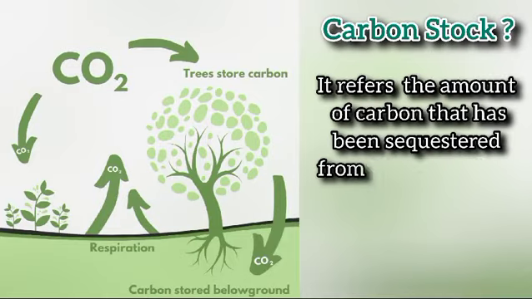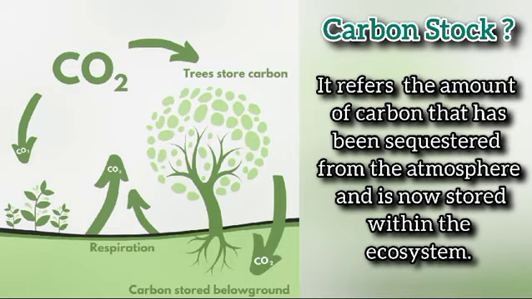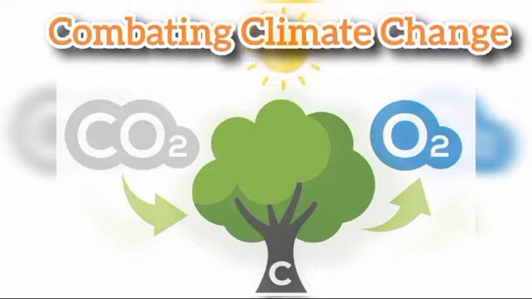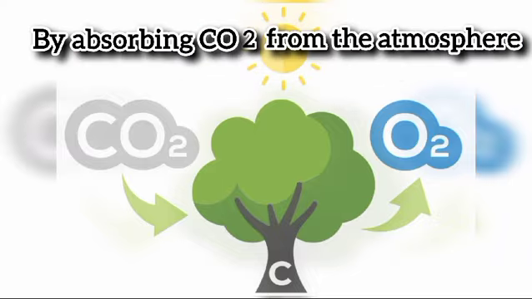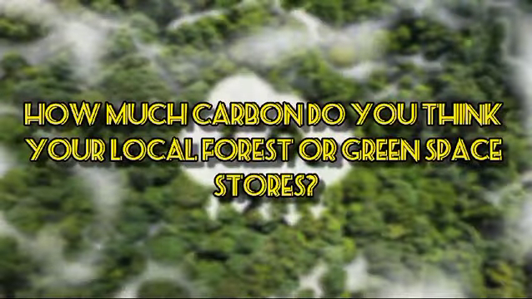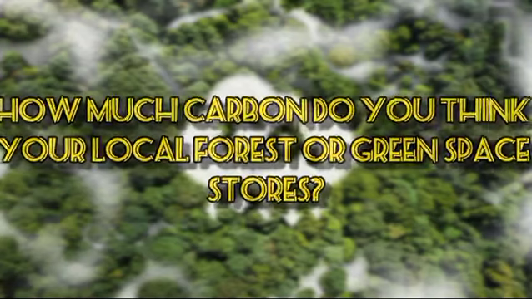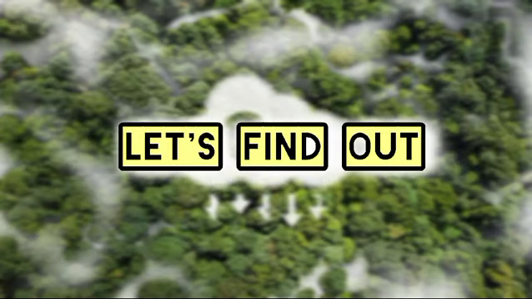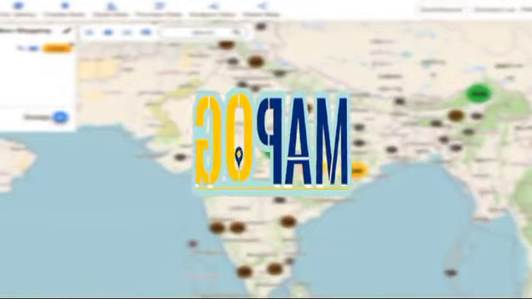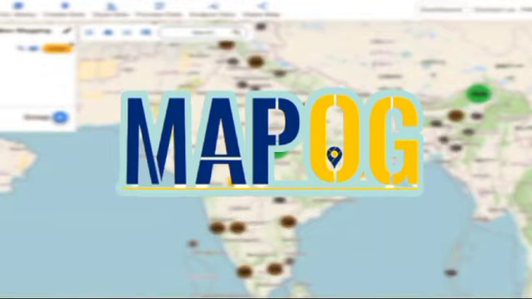Carbon stock refers to the amount of carbon stored in various ecosystems. It is crucial for combating climate change by absorbing carbon dioxide from the atmosphere. How much carbon do you think your local forest or green space stores? Let's find out today. Welcome to MapOG, an innovative platform to do such analysis.